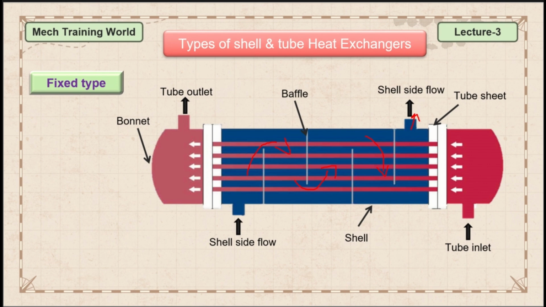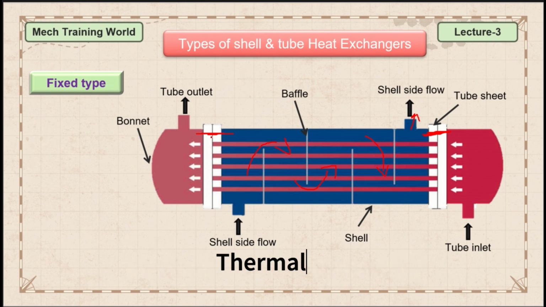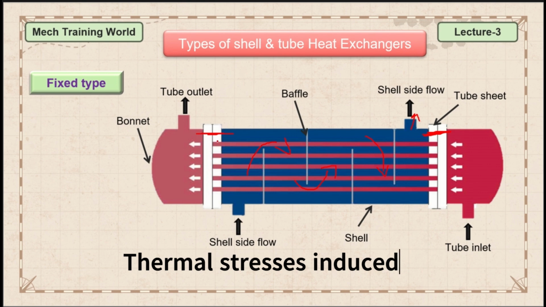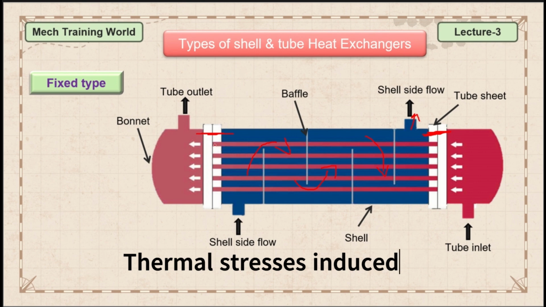I hope you understand. But in a fixed type heat exchanger, there are two main problems. If you see here, these tubes are fixed to the tube sheet, and the tube sheet is bolted to the flange at both ends. So there is no provision for expansion and contraction of these tubes. Due to the temperature difference between the two fluids, expansion and contraction generally occur, but here we have not given any expansion or contraction provision. It is fixed, so thermal stresses are induced.